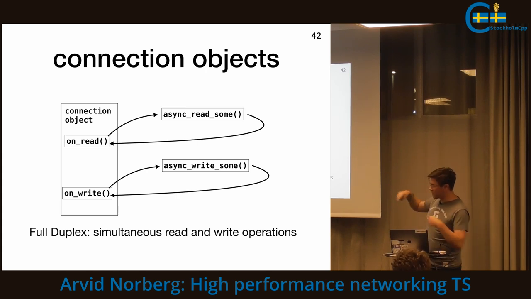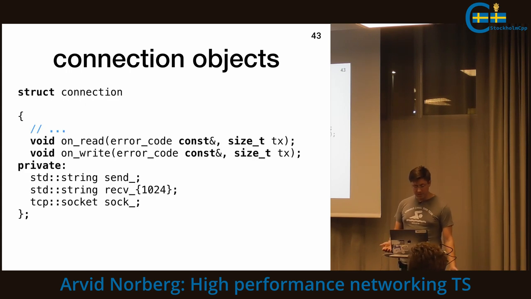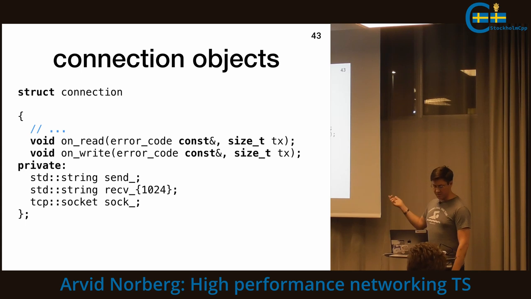So you sort of get these two loops of asynchronous calls and completion handlers. So it could look something like this. You have a struct, you have a connection, you have onRead and onWrite.